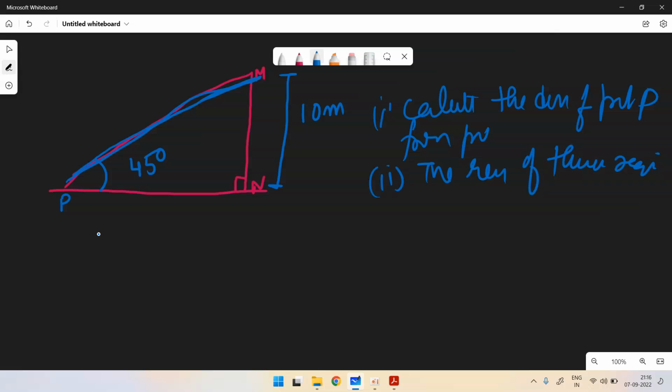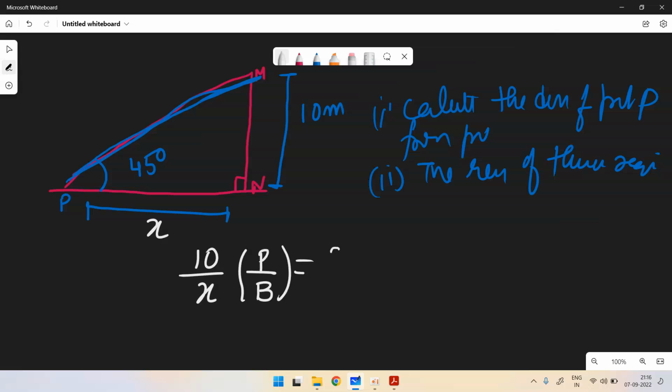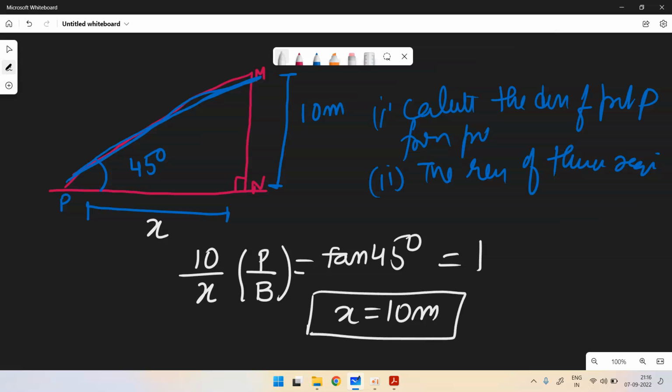So for point P, if I take this to be my x, same relation: perpendicular by base, 10 by x, with the angle given, is nothing but tan 45 degrees. So you see from the table that the value of tan 45 is 1, so the value of x is 10 meters. So the point P is at a 10 meter distance from the pole.